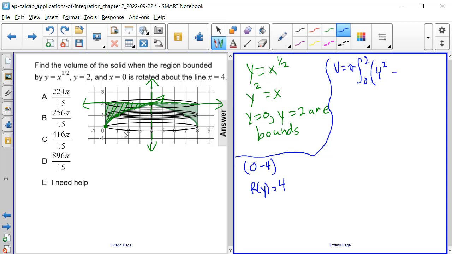And then we're subtracting the inner radius, or little r of y, which is x equals y squared, shifted 4 units to the right, which is minus 4. So you're going to have y squared minus 4 as that little r of y. So we have y squared minus 4 squared. And when we integrate, we're going to integrate with respect to y.